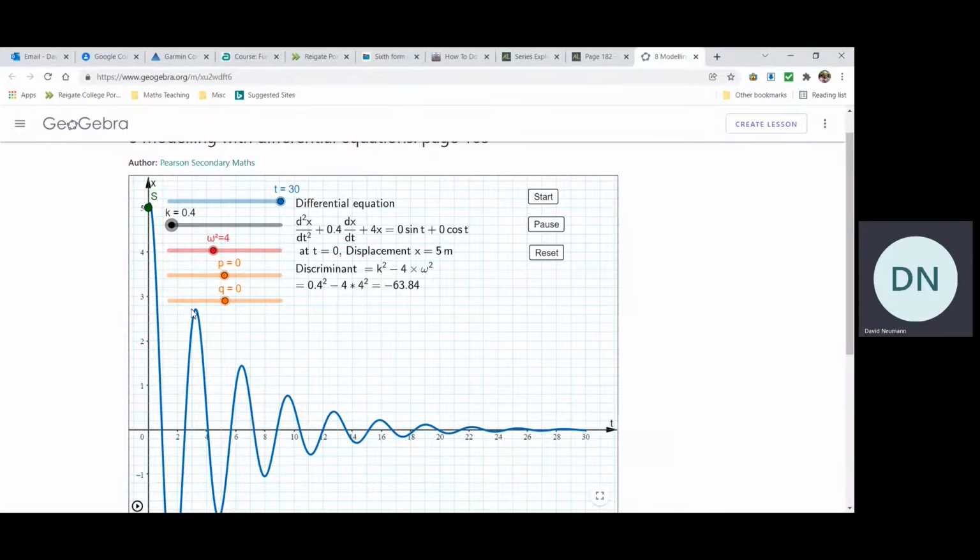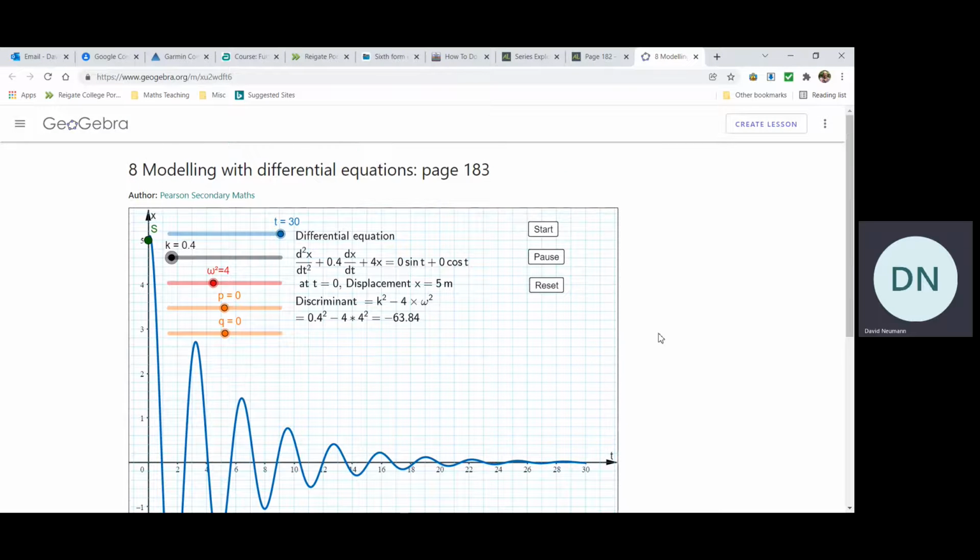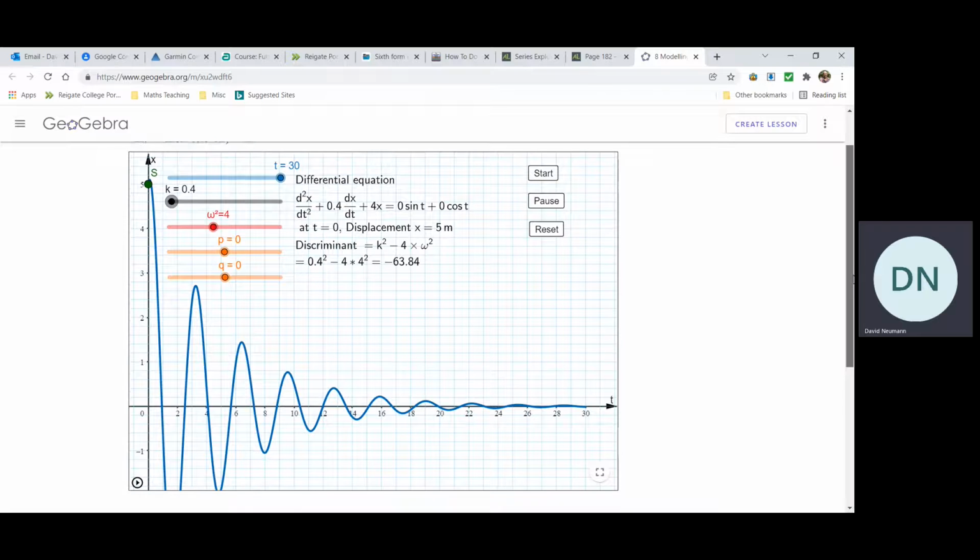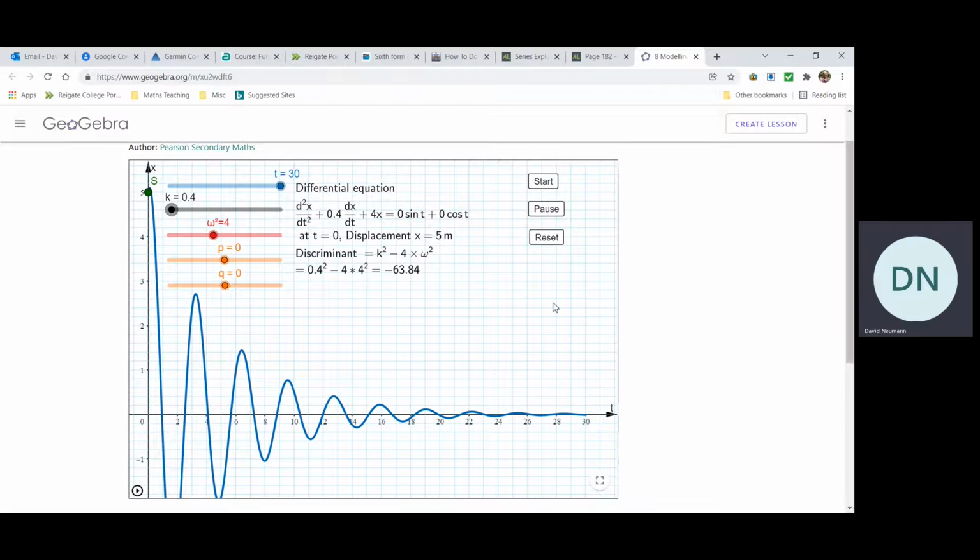Welcome to this video for forced harmonic motion, and we're going to start again by looking at the GeoGebra app that is linked from ActiveLearn. So I've set this up first of all so that you can see that this is damped harmonic motion that we saw before, and this is light damping. We can tell that it's light damping because it goes back down below the axis.